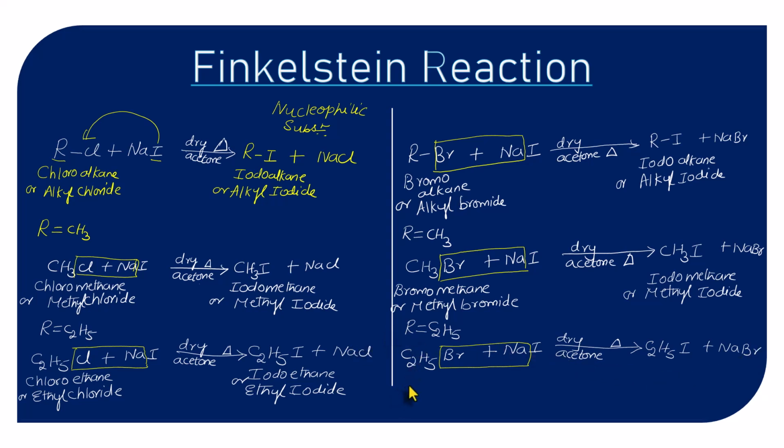Now let's write the name of this important reactant and the product. What's the name of this compound going to be? It is bromoethane. Bromoethane, otherwise called ethyl bromide. And the product obtained is iodoethane. Product obtained is iodoethane or ethyl iodide.